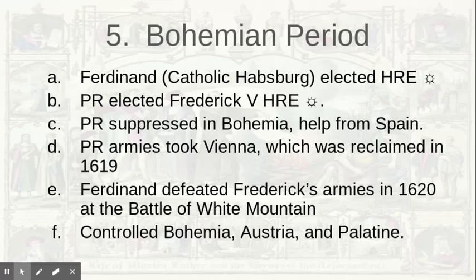And in the year 1620, Ferdinand has a massive defeat against Frederick. Frederick ends up losing enormously in 1620 at the Battle of White Mountain. So Ferdinand defeats Frederick in 1620 at the Battle of White Mountain.